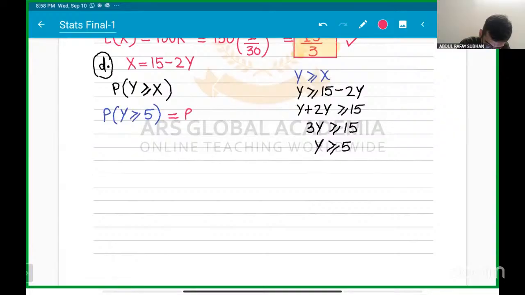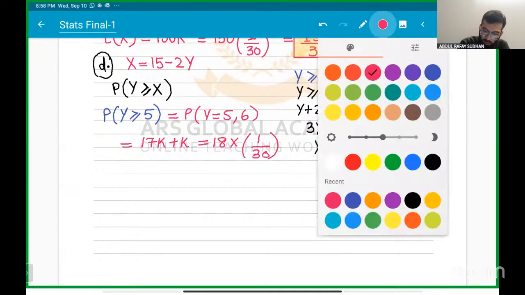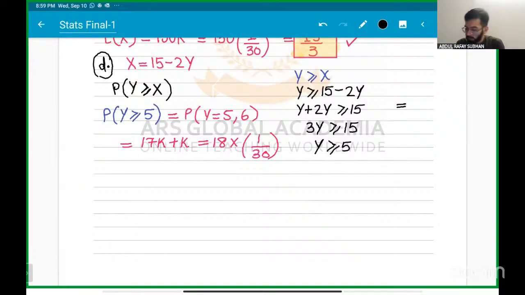It means the probability of y equal to 5 and 6 values, which is basically 17k plus k. That will be 18k. 18 times the k value, which is 1 over 30. So the answer is coming, students, 18 divided by 30: 3 over 5 or 0.6. Okay, 3 over 5 or 0.6.